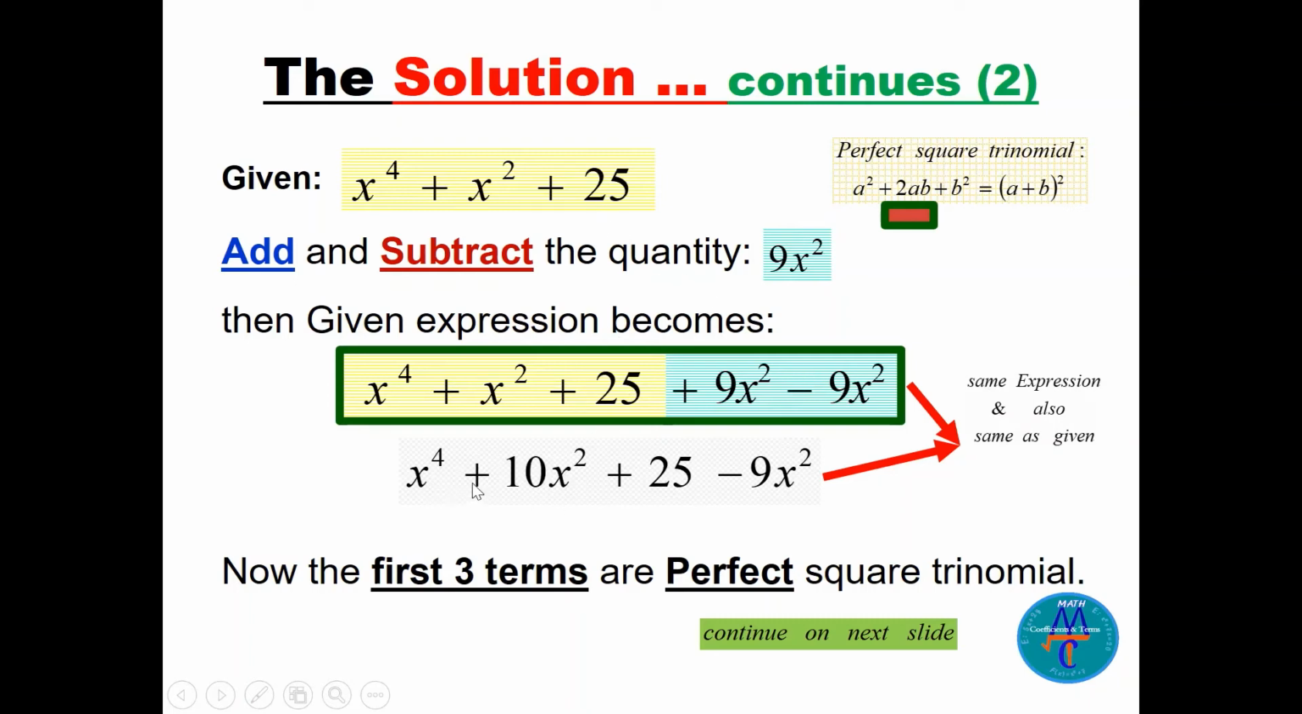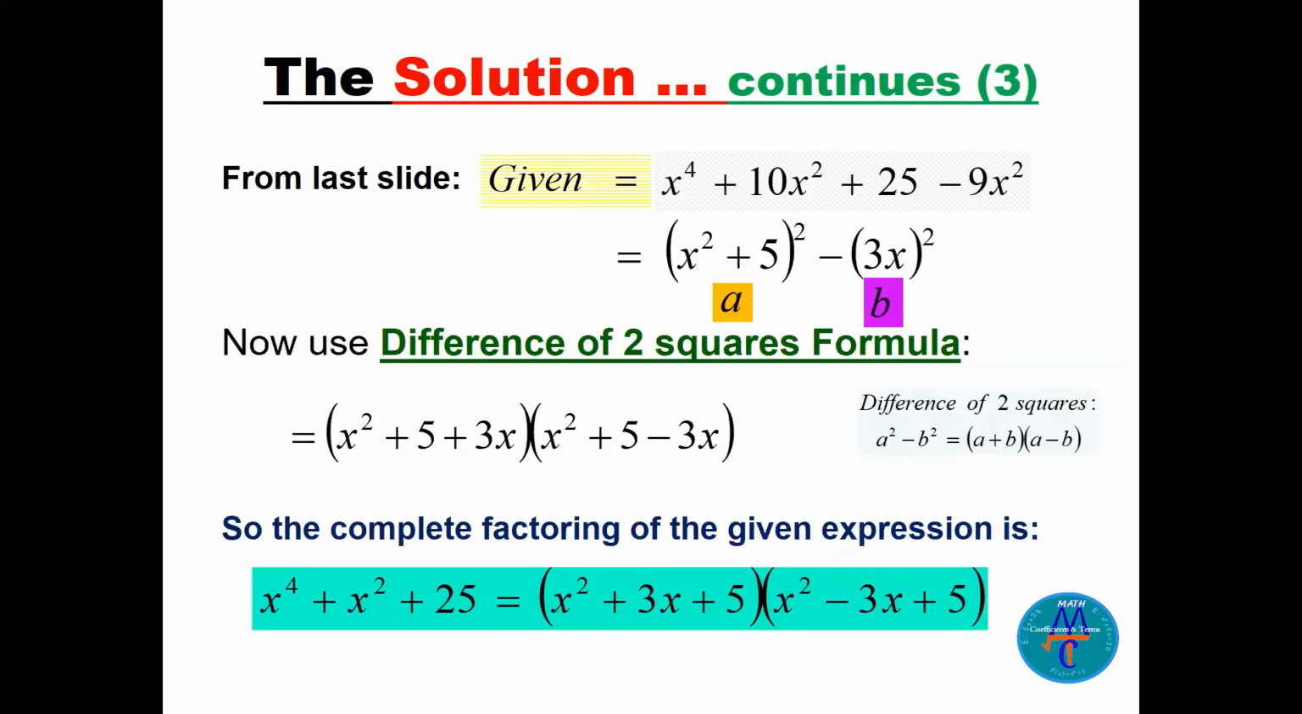Now we notice here the first three terms are perfect. See this one here, x to the power 4 plus 10x squared plus 25. So we can use this formula here, perfect square trinomial. So it becomes x squared plus 5, all squared, minus, I put here 9x squared in the bracket, 3x all squared. This number inside is a, and this number inside is b.